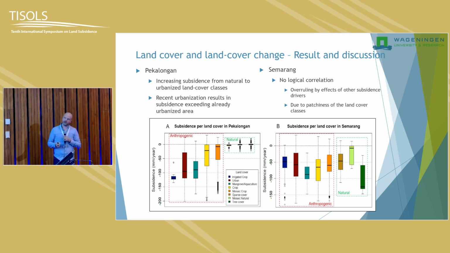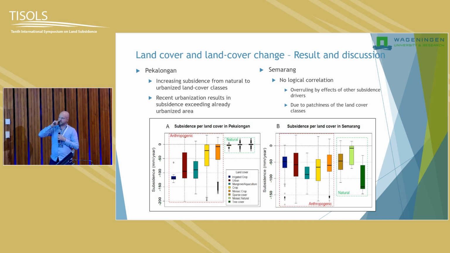So here we see a connection with the land cover and land cover change. And here something different happens for both cities. So if you look on the left, Pekalongan, there we neatly see a connection between anthropogenic land uses. So these are the built-up areas, but these are also the agriculture areas versus the natural land use classes. And this is all only for the unconsolidated setting, so we exclude the geological influences from this analysis. So here it actually follows what you would expect, that more anthropogenic influence causes more land subsidence.